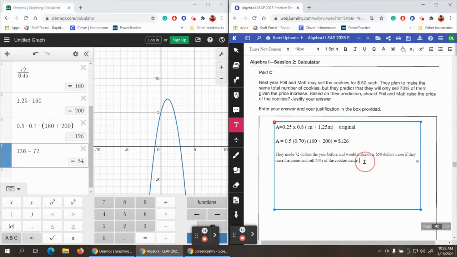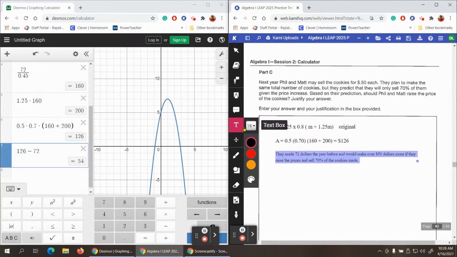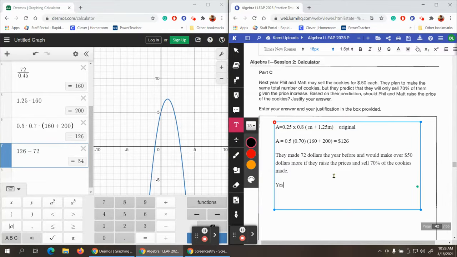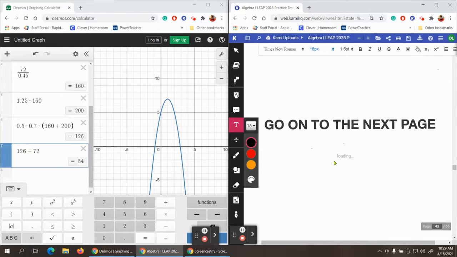All right. So if they're going to make more money, and you're selling stuff and the goal is to make more money, and you're going to make more money if that's what you do, then yes, they should raise the price to 50 cents. Okay. That is how you do that. Let's see what else we've got. Go on to the next page.